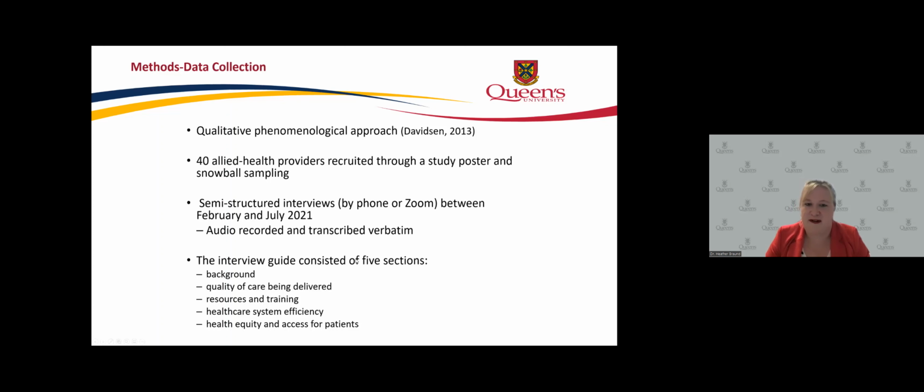Our interview guide consisted of 5 main sections. The first was background, which helped us learn the years of experience the providers have and a little more about their role. Then we moved into talking about the quality of care delivered virtually compared to in person. Then we asked about different resources and training they'd had and what they would like to see in the future. Then we focused on healthcare system efficiency and how virtual care may impact that. A nice robust discussion at the end focused on health equity and access for patients.